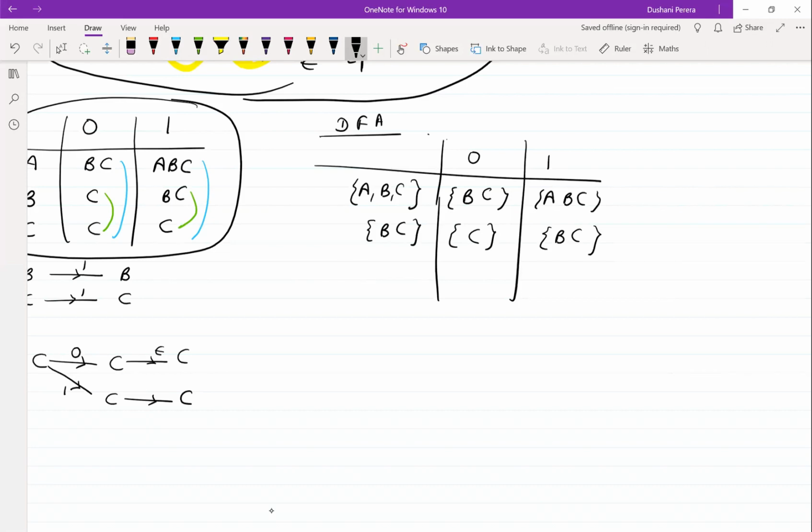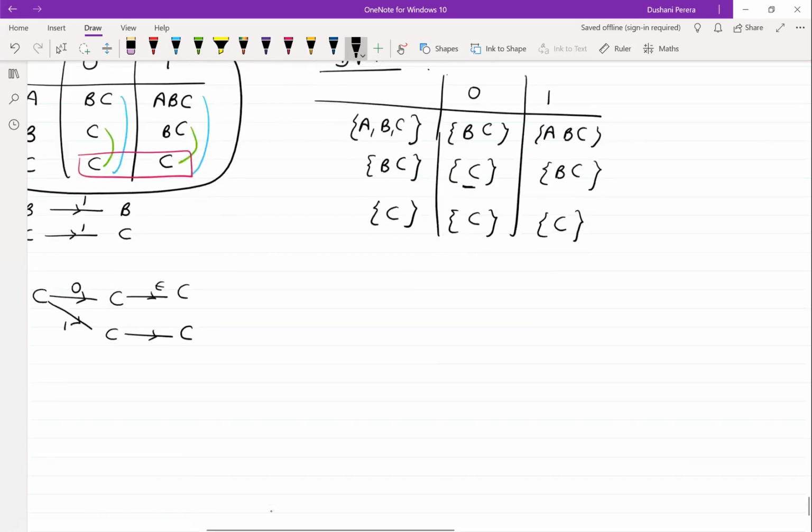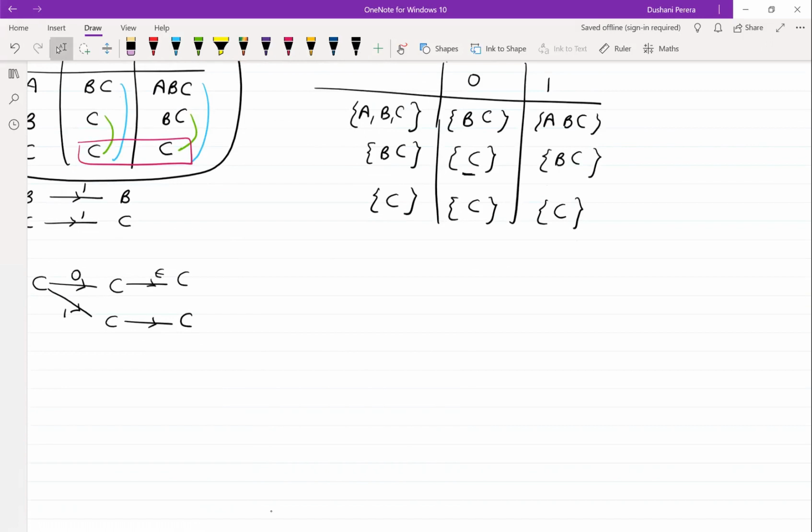Then I should do C because C was a result here. So let's do the transition for C as well. C is a single state, so I'm going to choose these 2 as the answers for that. C, C. Now by looking at this, I can draw my DFA by looking at the transition table.